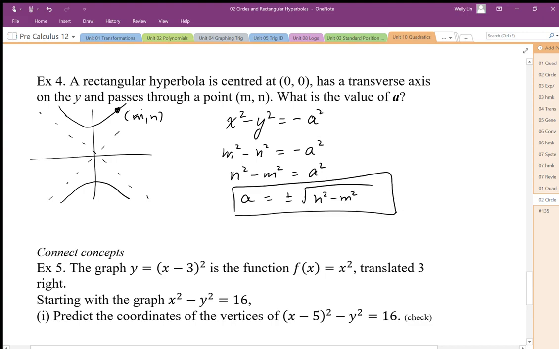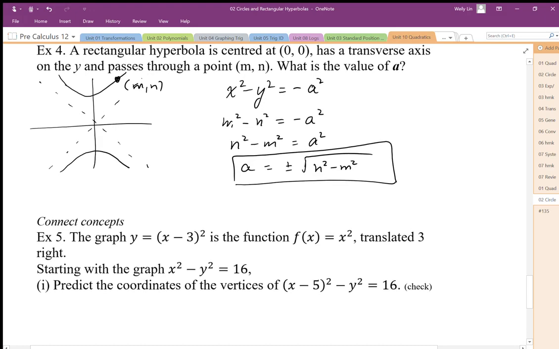My equation is going to look like x squared minus y squared equals, let's not write negative a squared, let's just keep it as m squared minus n squared, because there's my negative a squared value. I just substitute it with that.